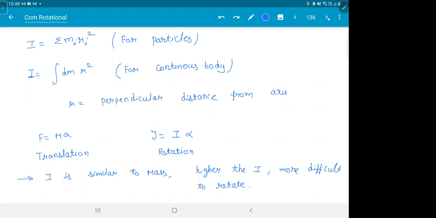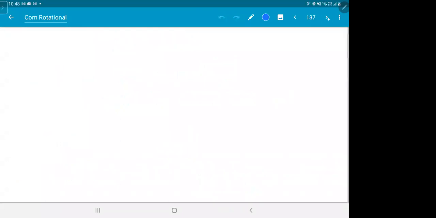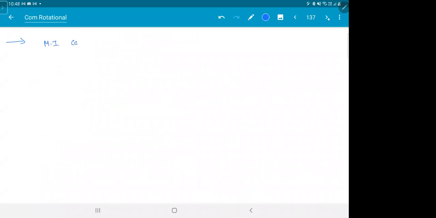Next thing. This moment of inertia behaves like a scalar, about a given axis. So if someone says a body has a moment of inertia, you can directly add it up, I1 plus I2 plus I3. It's not a vector thing, it's like a scalar only. Put it up.